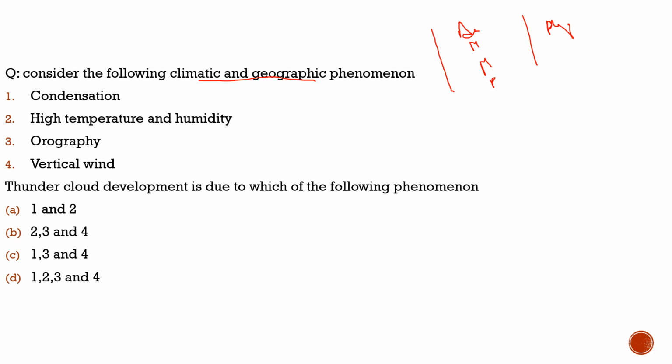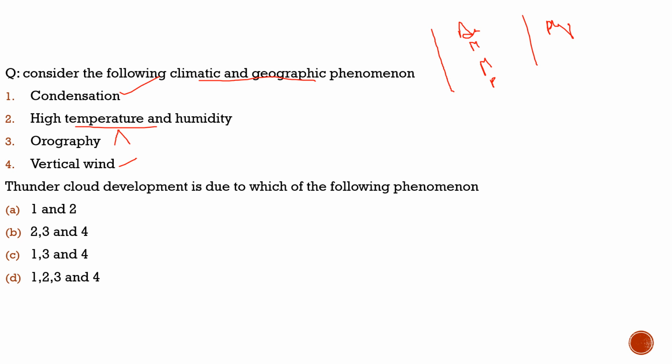What are these? It is condensation, correct? Let's revise that in the mind. The air condenses in the atmosphere, the cooling down of the gas. We can say it is condensing. Second, high temperature and humidity. Let's assume there is a high temperature and it is humid. It would be more volatile, since when there is a high temperature, the bonds get weakened. Third, orographic, which is related to mountains, the pressure the mountains create. And fourth, vertical wind. So these are the four climatic and geographical phenomena given here.